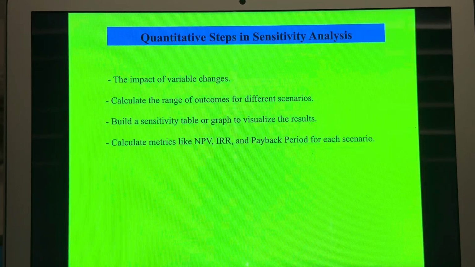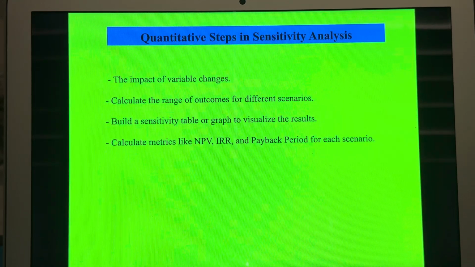For instance, you could also build a sensitivity table showing how changes in raw material prices impact the profitability of a manufacturing business. By varying the input for raw material prices and observing the corresponding changes in profitability, you could visualize the sensitivity of the business to fluctuations in raw material costs.